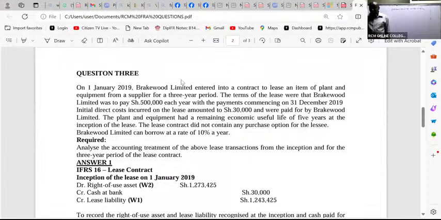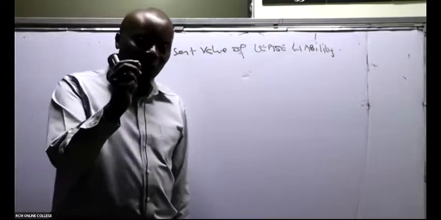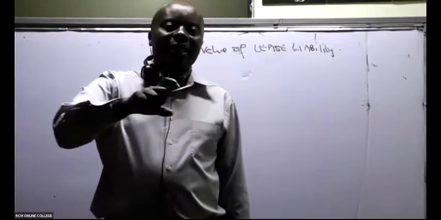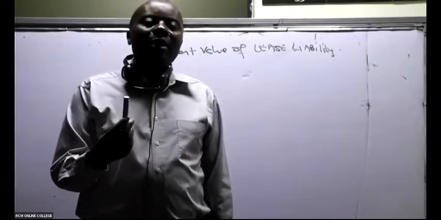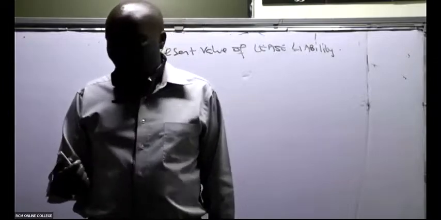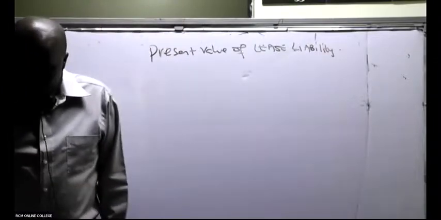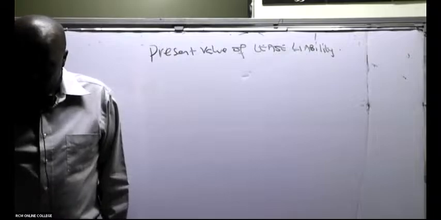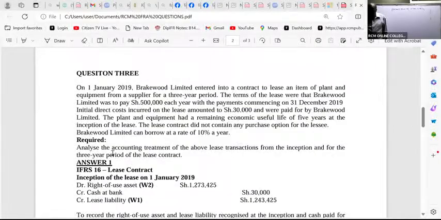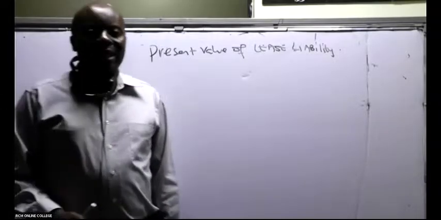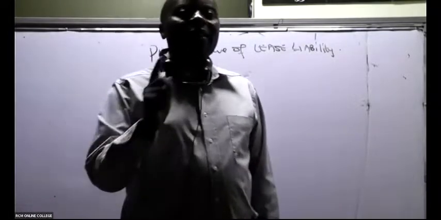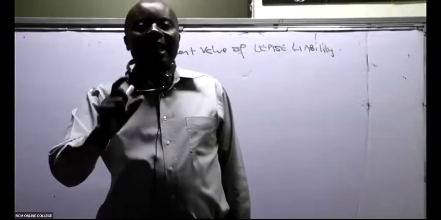So, ladies and gentlemen, then what are we going to do? This is a very simple question. It is lessor, it is lessee. It's a question about what here? Lessee. And specifically here, if you read the question again very well, analyze the accounting treatment of the above transaction from the inception and for the 3-year period of the lease contract. So basically, here we are doing lessee accounting, the tenant accounting, financial reporting from the tenant's aspect.